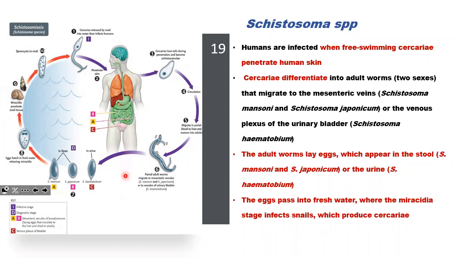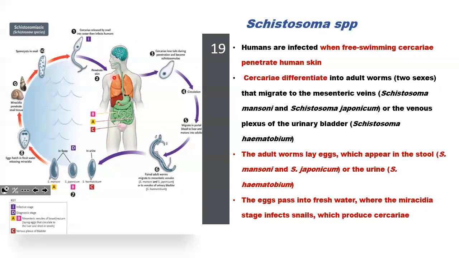Why do we say humans are the definitive host? The adult forms are found in humans. Very good. So the life cycle starts when humans go swimming in freshwater rivers, lakes, streams, that contain the cercariae, which is the larva stage that infects humans. Just like the filariform stage of hookworm that can penetrate intact skin, the cercariae are also able to penetrate intact skin.